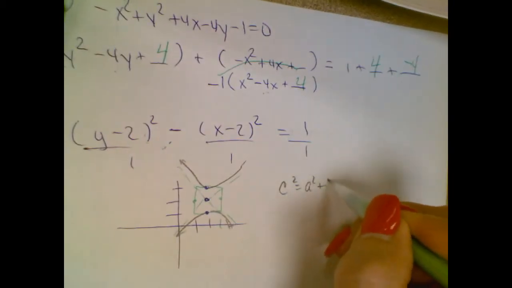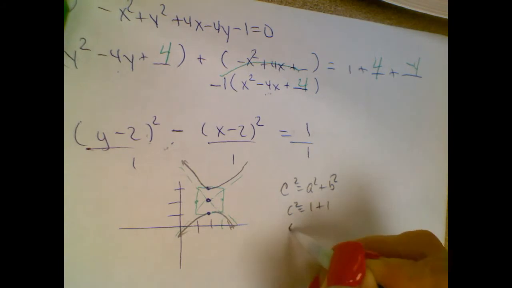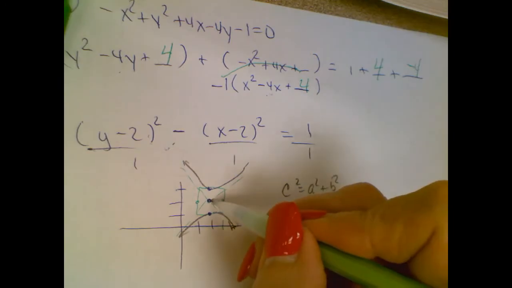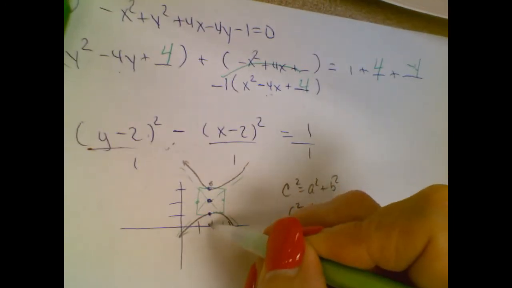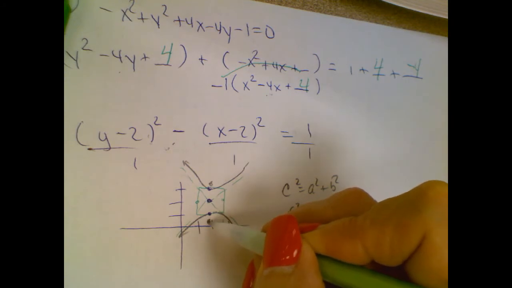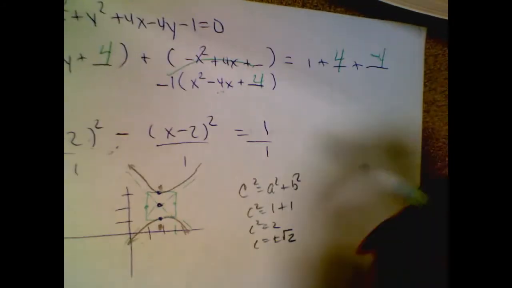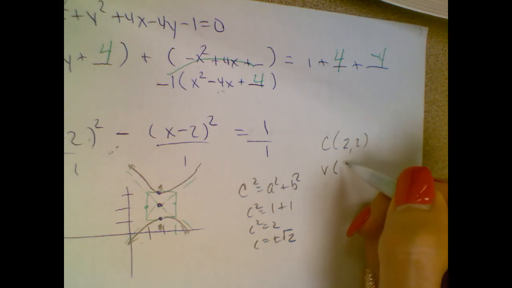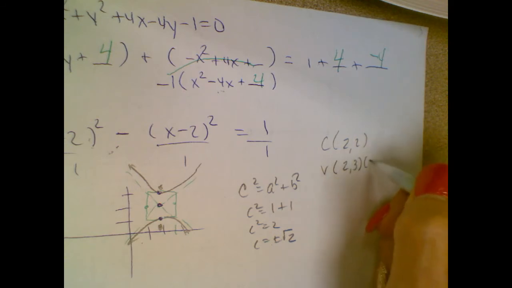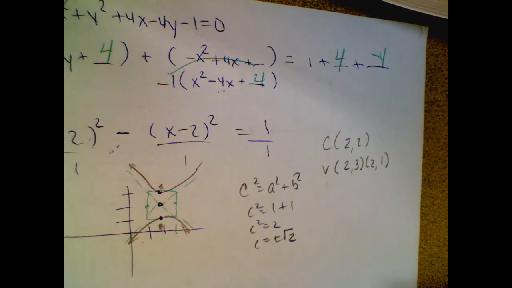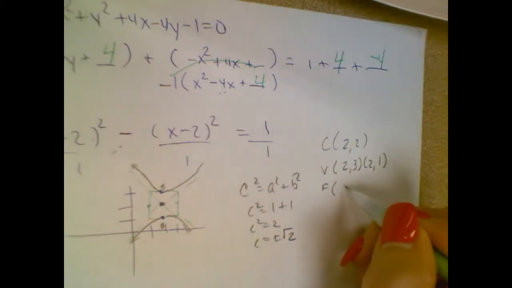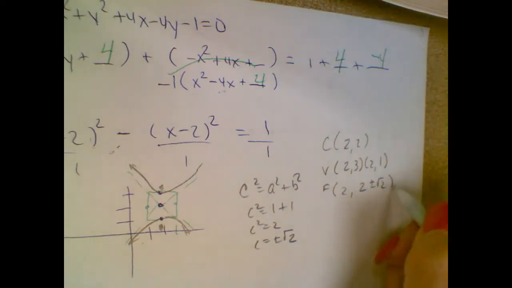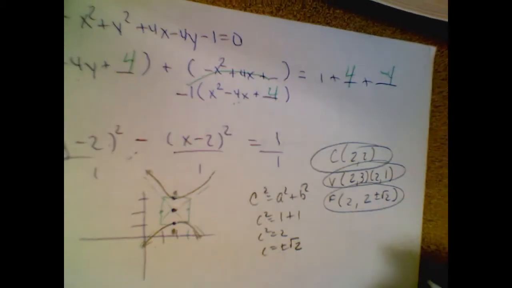Foci points, a squared plus b squared would be 1 plus 1, or 2, which is about 1.4. So you go to your center, go about 1.4 here, 1.4 here. There's your foci. And let's write everything. Center is 2, 2. Vertices are 2, 3, and 2, 1. Foci would be, notice the thing that's the same as all the x's, so keep that the same. Take the y coordinate vertex and add and subtract radical 2.